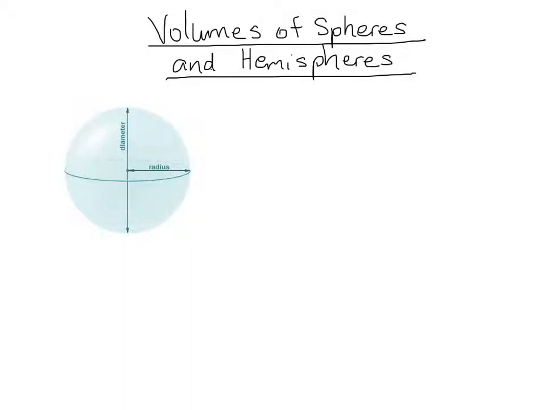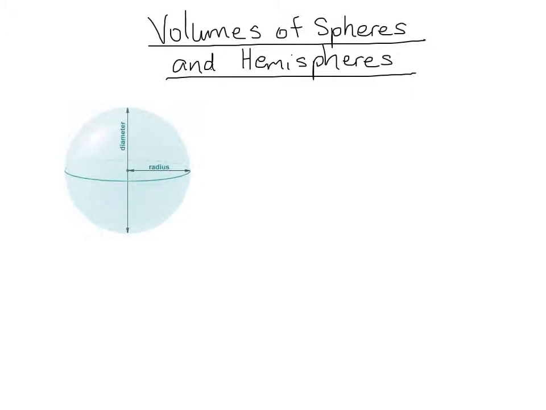Hi, in this video we're going to look at volumes of spheres and hemispheres. But before we do, I just want to remind you that the radius of a sphere is the line segment that goes from the center to any point on the sphere, and the diameter is the line segment that goes from any point on the sphere through the center to the point across.